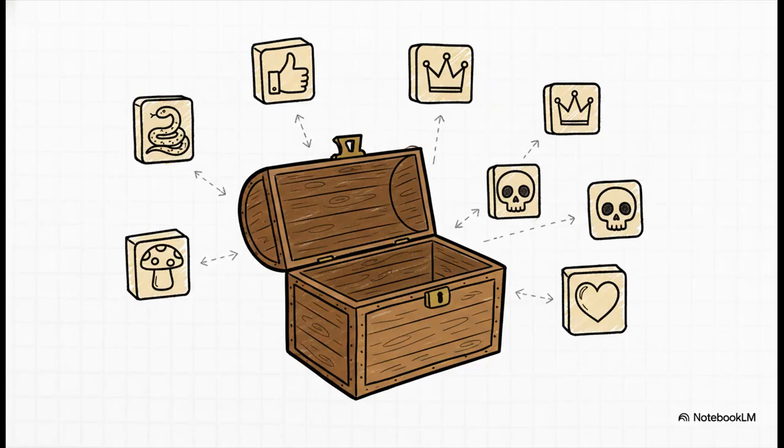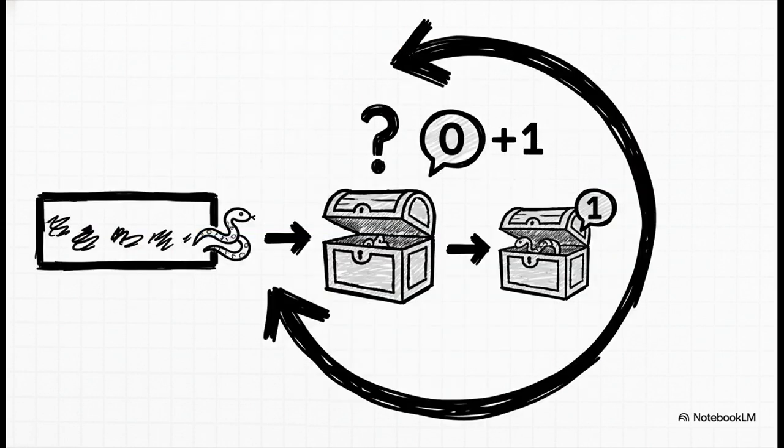So, first things first, we need a place to store our results, right? We'll start by making a totally empty dictionary called counts. The words are going to become our keys, and the number of times we see them will be the values. And this right here, this single line of code is where all the magic happens. We loop through every word, and for each word, we use our safe .get method.